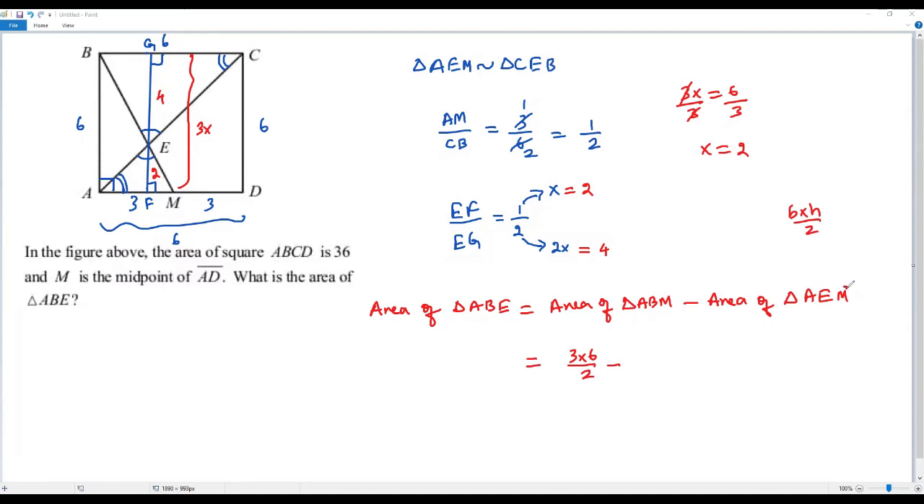Negative. Now to get the area of the triangle AEM, we have to consider the base 3 and the height 2. Then I'm getting 3 times 2 divided by 2. Here 2 goes into 2 1 times, 2 goes into 6 3 times. Here this 2 will cancel out. Here 3 times 3 is 9. Negative. Here we just have 3. 9 negative 3 is 6. Here I got the area of the triangle ABE. It is 6 square units.